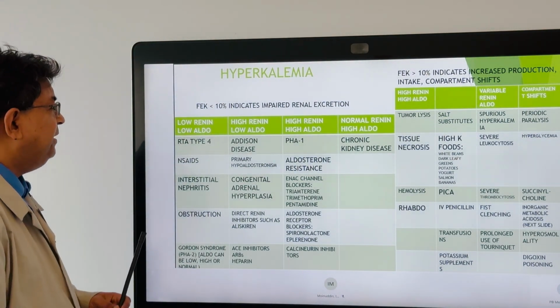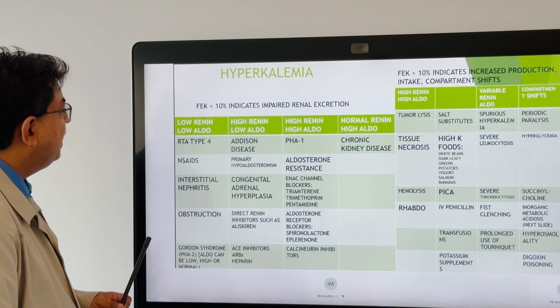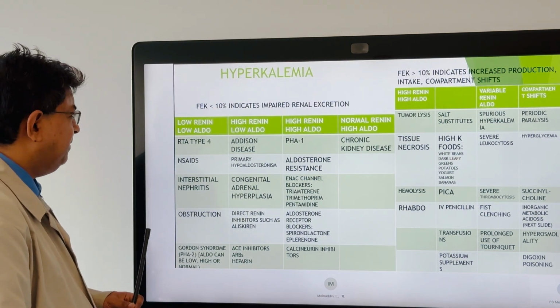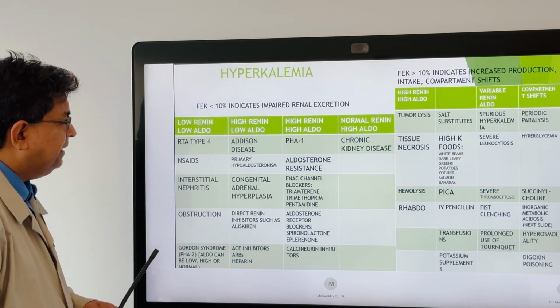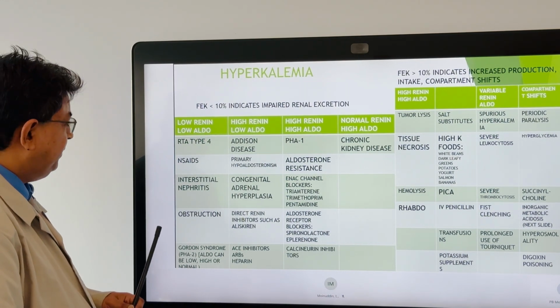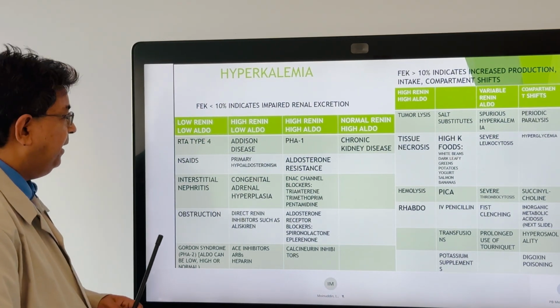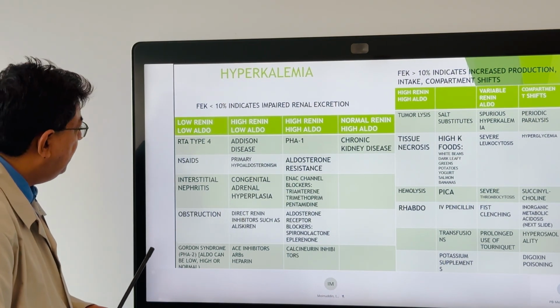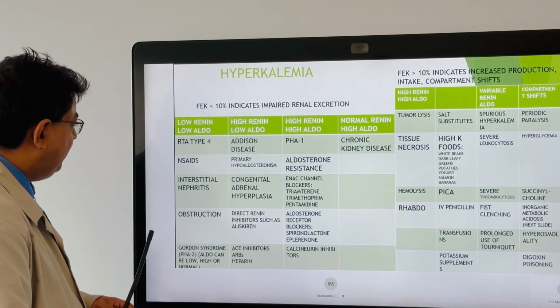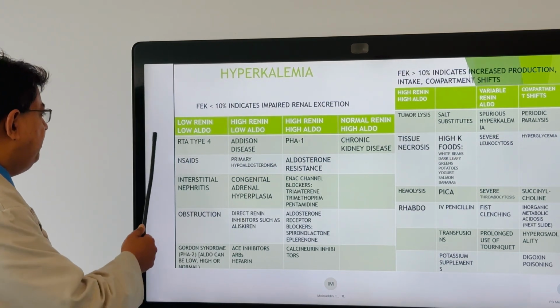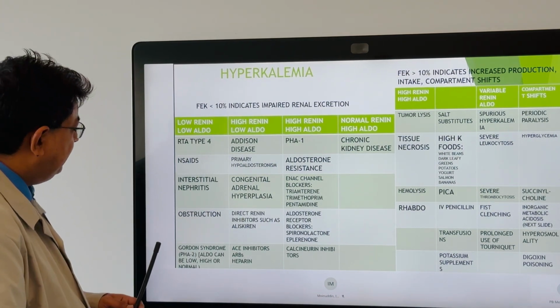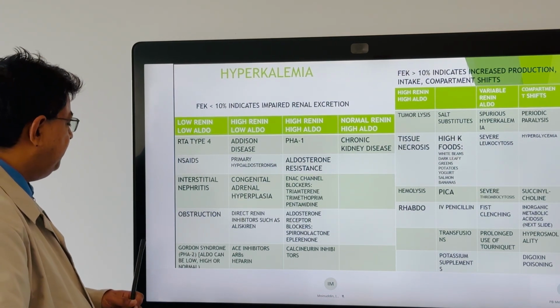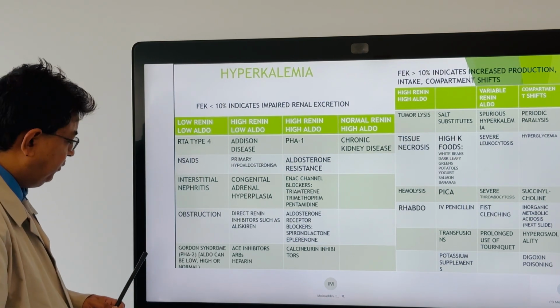This is the differential for hyperkalemia. If the fractional excretion of potassium is less than 10%, this indicates impaired renal excretion. Again, renin and aldo may be informative if the levels are available. A low renin, low aldo scenario would be consistent with renal tubular acidosis type 4, NSAIDs, interstitial nephritis, obstruction, and Gordon's syndrome.